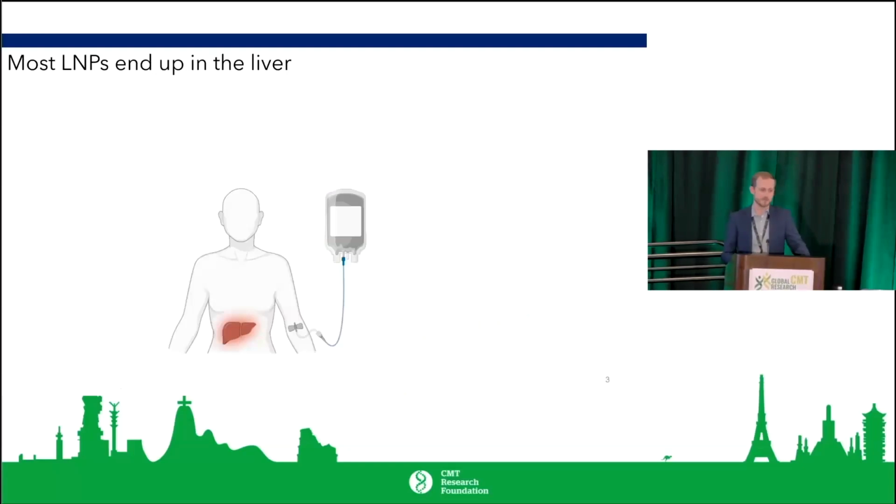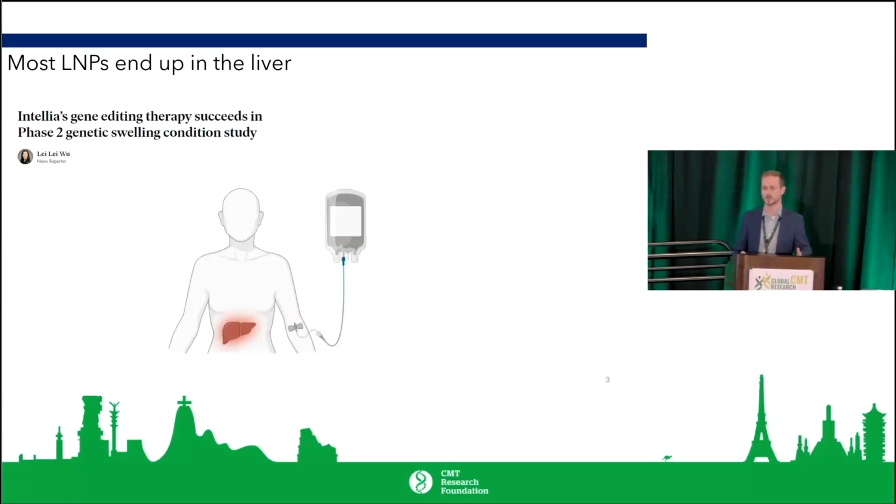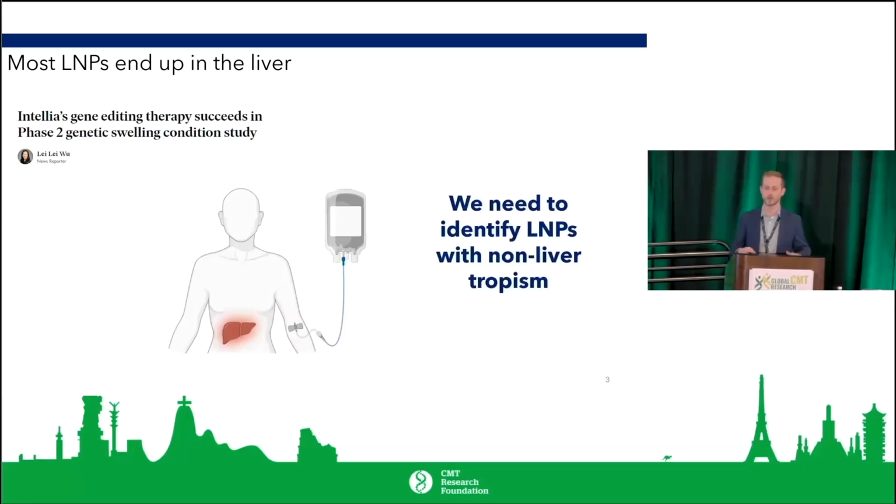The challenge with using LNPs, though, is that after systemic administration, most of these LNPs end up in the liver. This has been very helpful if you're trying to create treatments for liver diseases. We've seen great data in that regard. But ultimately, if we want to create therapies for other organs, we need to identify LNPs with non-liver tropism.